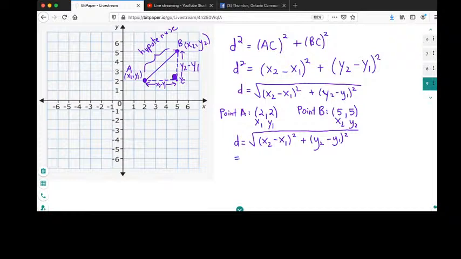Let's get these numbers in here. So we know that x2 is 2. Sorry, is 5. My bad. x1 is 2. Put those in brackets. Square that bad boy. Plug in our y2. y2 is 5. Same dealio in this case.